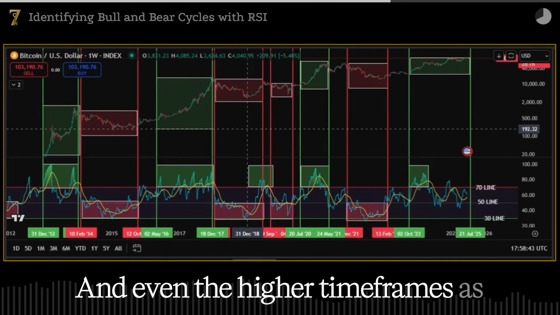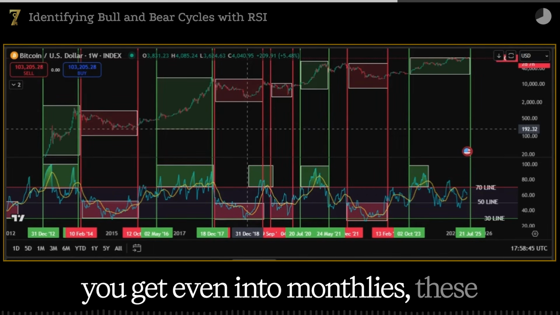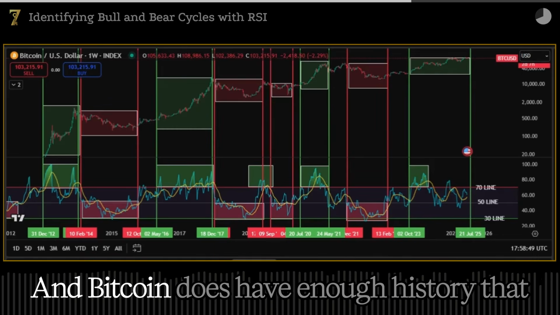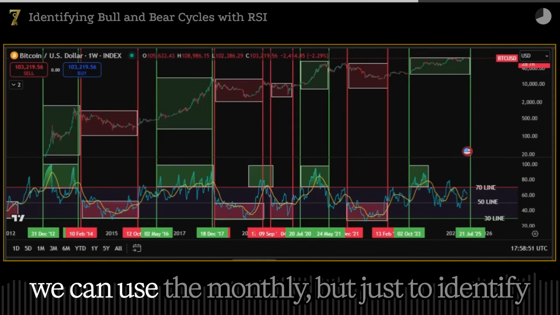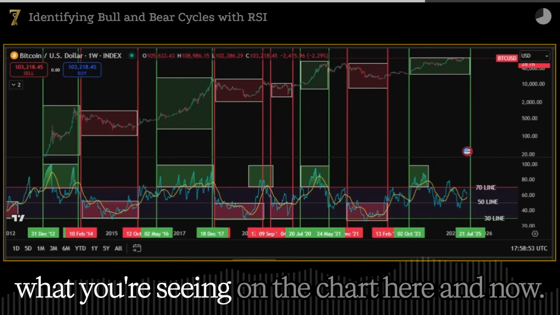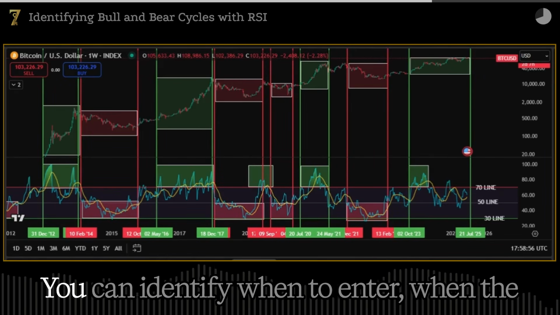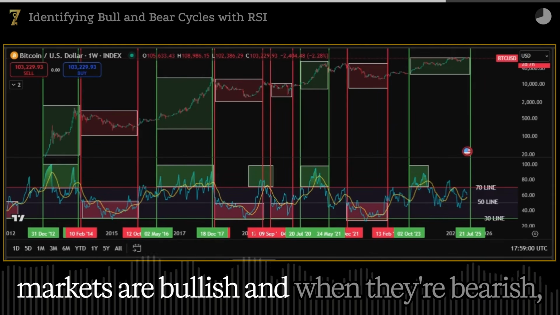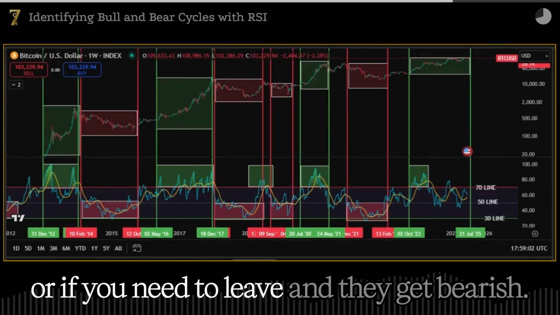And even the higher time frames, as you get even into monthlies, these can become more impactful for securities that have a lot more history. And Bitcoin does have enough history that we can use the monthly. But just to identify what you're seeing on the chart here and now, you can identify when to enter when the markets are bullish and when they're bearish, or if you need to leave when they get bearish.